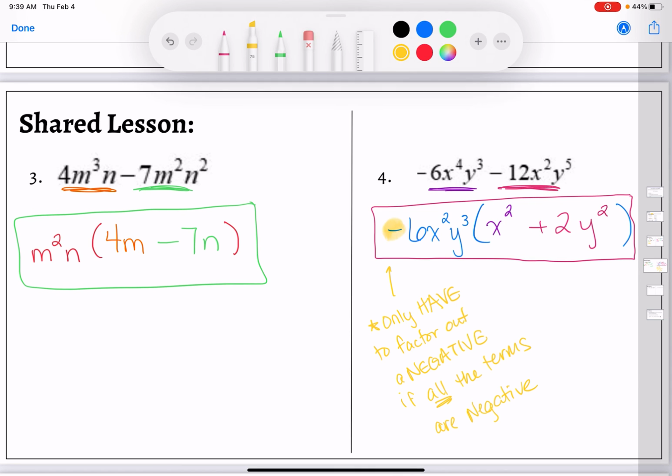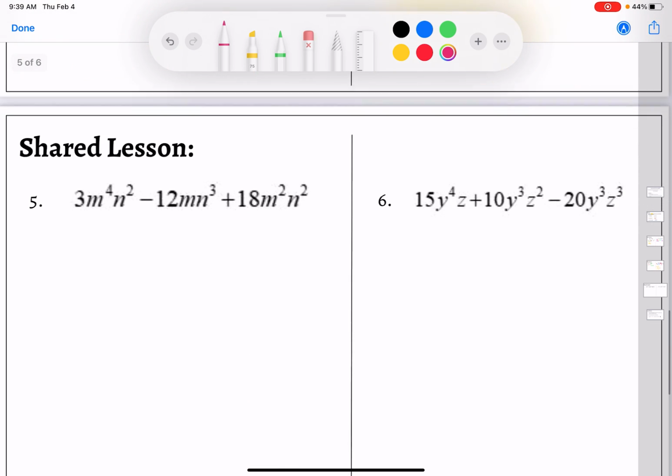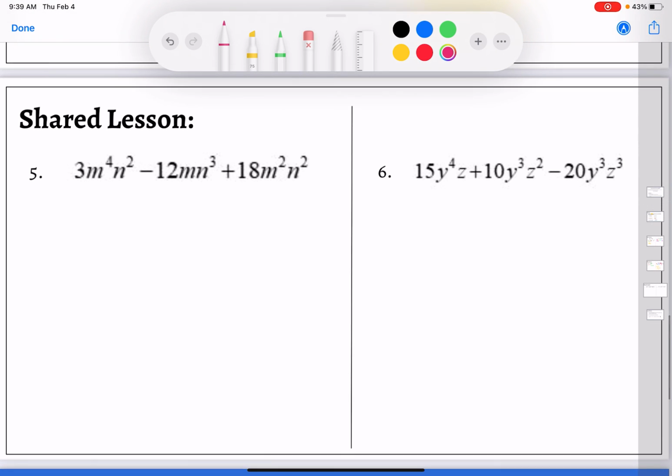And just remember, you have to factor out a negative if all the terms are negative. If all the terms are not negative, then it is optional to factor out that negative. All right, just the last couple here, just to make sure that you are feeling really confident about factoring by GCF. The more you can do here on your own, the better you will be.